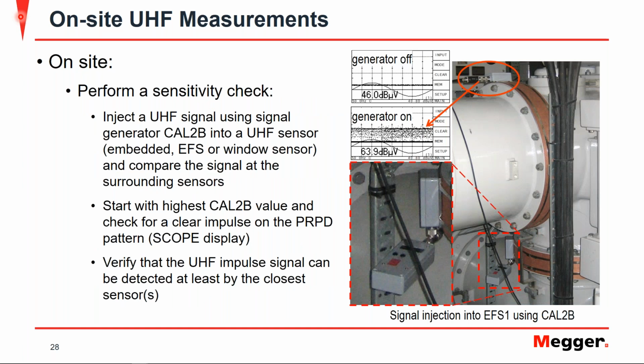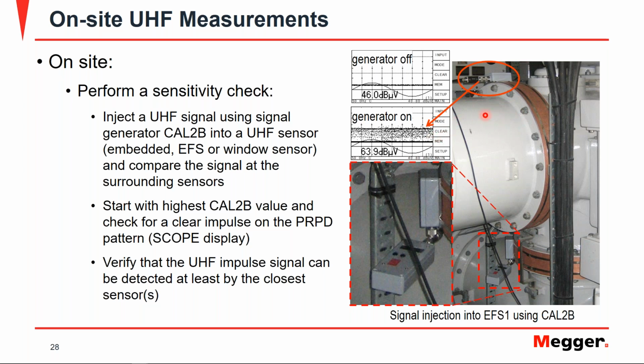Then, once you figure that out, the next thing to do is to perform an on-site sensitivity check, in which you inject a UHF signal using a generator. It can be a generator calibrator, into a UHF sensor. That could be embedded, an external flange sensor, or a window sensor, and compare the signal to the surrounding sensors. So you always want to start with the highest value and then check for a clear impulse on the phase resolved partial discharge pattern in a scope display.